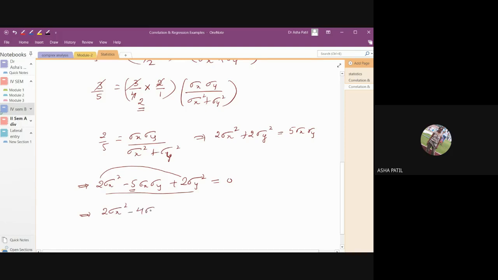Can write it as 4 sigma x sigma y minus sigma x sigma y plus 2 sigma y square is equal to 0. This minus 5 sigma x sigma y is written as minus 4 sigma x sigma y minus sigma x sigma y. Can you factorize it?